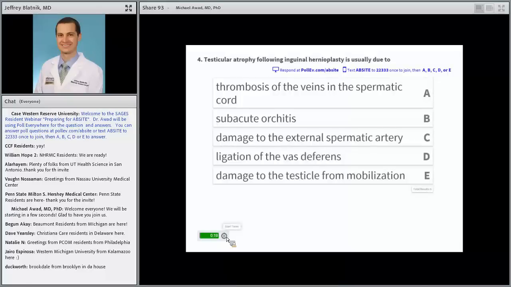Question number 4, testicular atrophy following inguinal herniorrhaphy is usually due to A, thrombosis of the veins in the spermatic cord, B, subacute orchitis, C, damage to the external spermatic artery, D, ligation of the vas deferens, or E, damage to the testicle from mobilization.